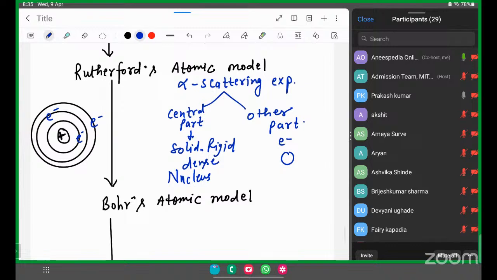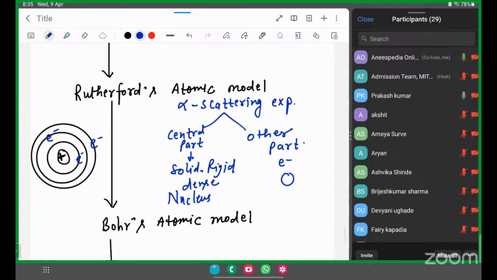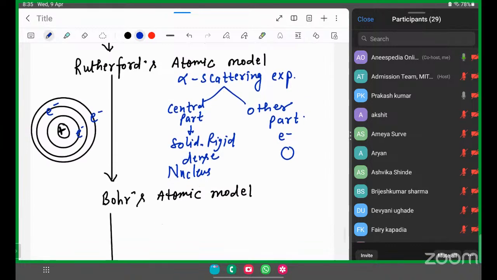Another drawback of Rutherford's atomic model is that this model cannot explain the distribution of electrons. Distribution of electrons means it cannot explain how many electrons should be in first shell, how many electrons will be in second shell. This model cannot explain the electronic arrangement around the nucleus.